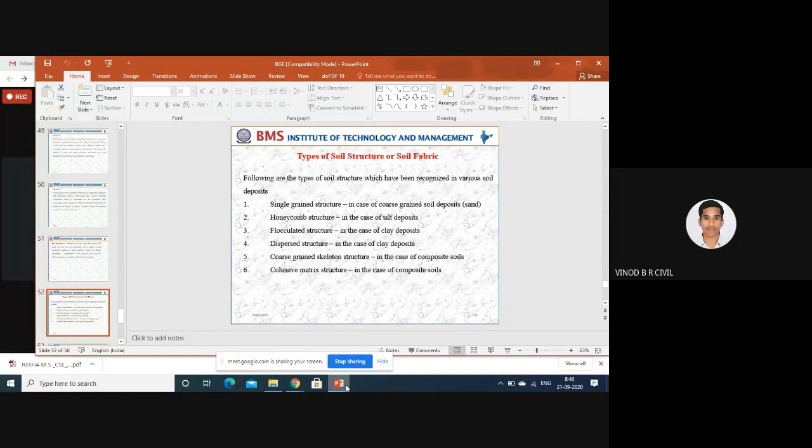And next one is types of soil structures. We already discussed the different types of soil structures. In another term, they call it soil fabric. In examination, they will twist the question.